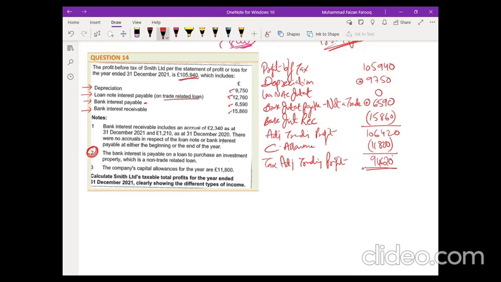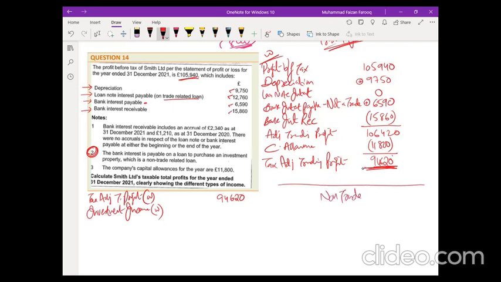Now I am going to calculate TTP. The format of TTP is tax adjusted trading profit, which is the working. 94620. Then we have interest, and in the format, if you check the handout, it's written investment income or interest. What we are going to do is a working here. First of all, trade related, leave it. You will focus just on non-trade related items.